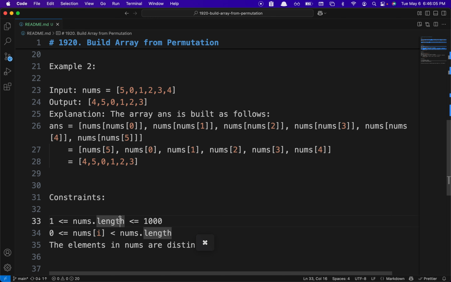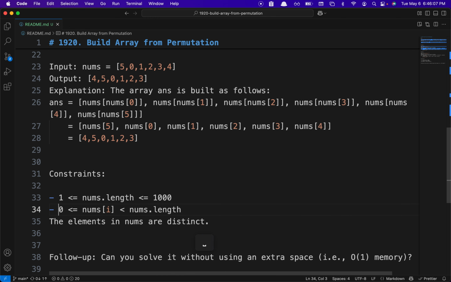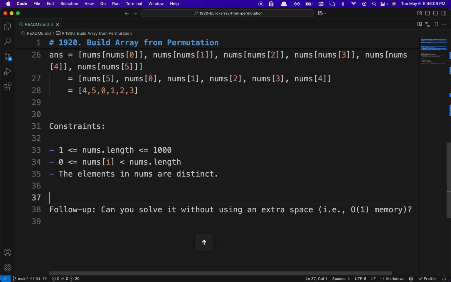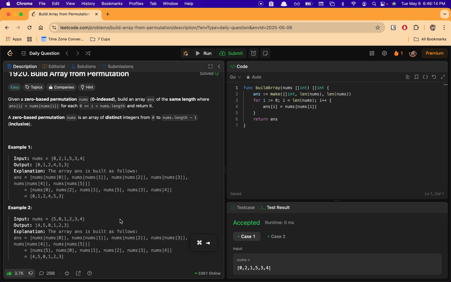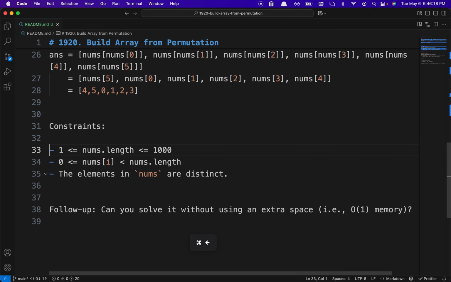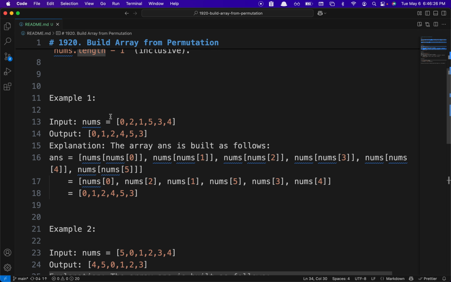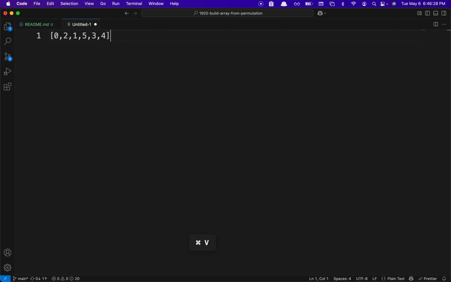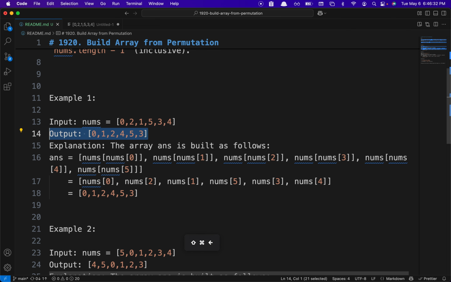And constraints, there are three constraints. Actually, for the follow-up, elements in nums are distinct, and this is complicated code. So now I'm starting to think, let's take this example and try to understand how we can actually create the final output of this example.